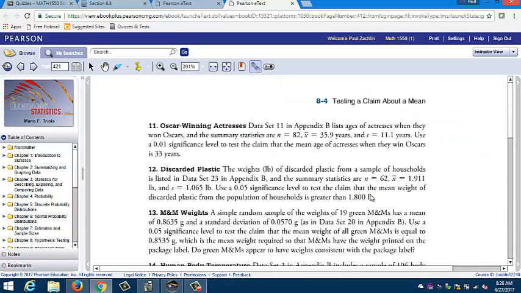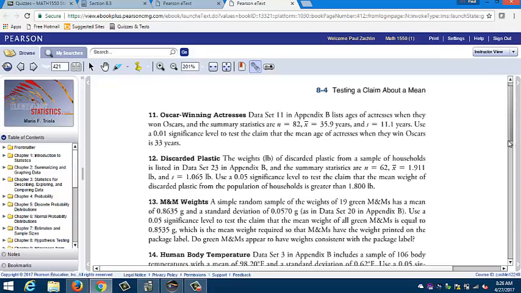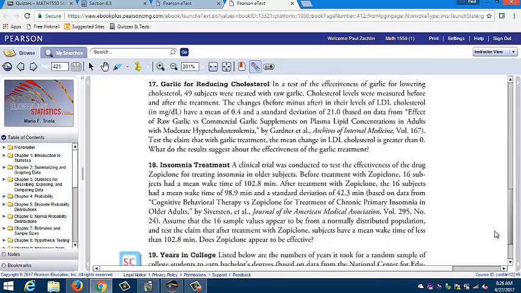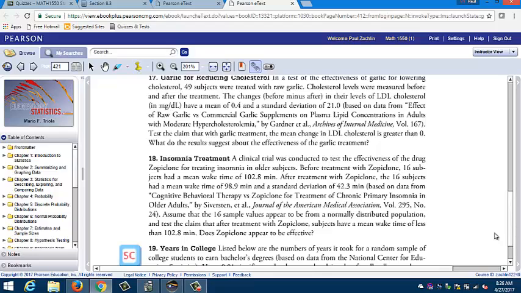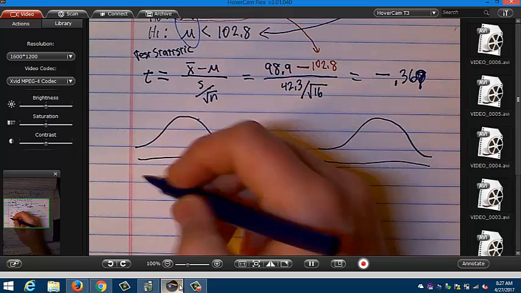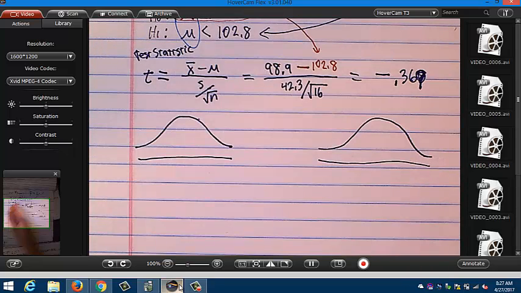Notice in number 12, I used a 0.05 significance level. Okay, well, I'll tell you what I'm going to do then. I'm going to do the p-value method. So let me show you how that works. So there's two approaches, guys. One is the p-value approach. Let me write that here.